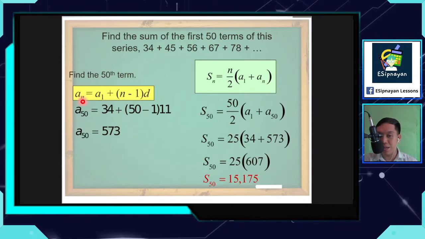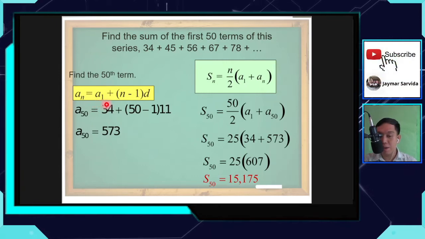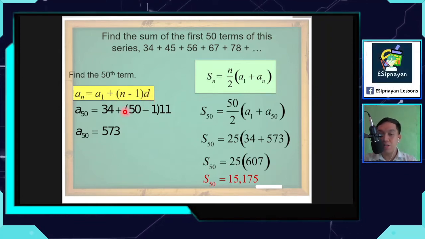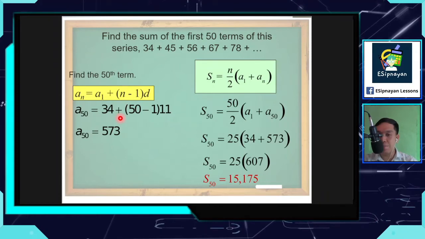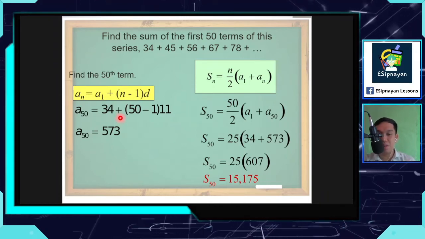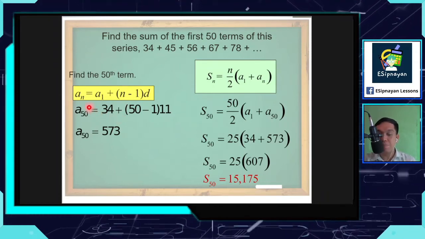Para mahanap yung nawawalang term, gamitin natin itong formula na to: a sub n equals a sub 1 plus quantity of n minus 1 times d para mahanap yung ating last term. So i-substitute na natin lahat ng ating mga given values. Yung n papalitan natin ng 50.